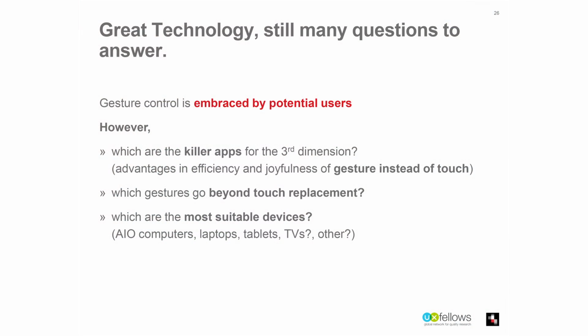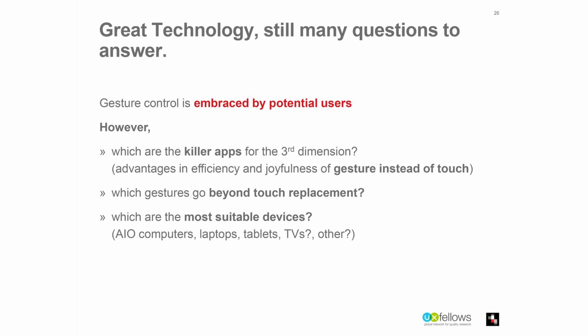In the end, what I can say here is that this is really great technology, but there are still many questions to answer. We found out in this study and also in other studies that gesture control is really embraced by potential users. They say freehand gesturing is really cool and appealing. It's not only because everybody thinks of Minority Report, and I don't think that we will be waving just like Tom Cruise was with all of his arms and everything, but users typically find this very attractive. However, we still have to find out which are really the so-called killer applications for the third dimension, where we really have advantages in efficiency but also in joyfulness.